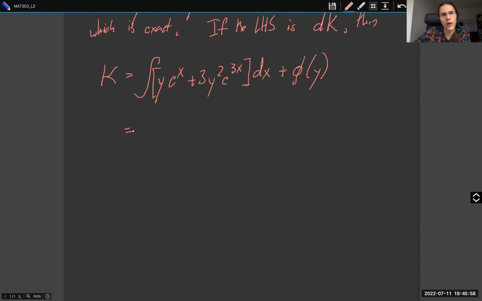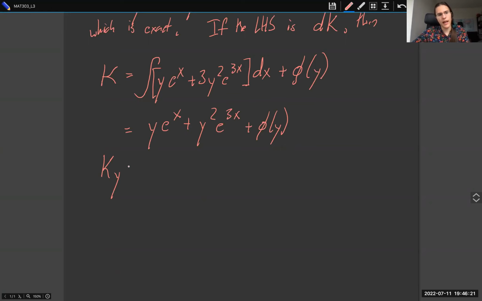And so, okay, y is constant. e to the x becomes e to the x, and then we have 3 e to the 3x. Well, the 3 goes away. Now we take the partial derivative of k with respect to y. We're going to first compute it from this expression. So that's e to the x plus 2y e to the 3x plus phi prime of y.